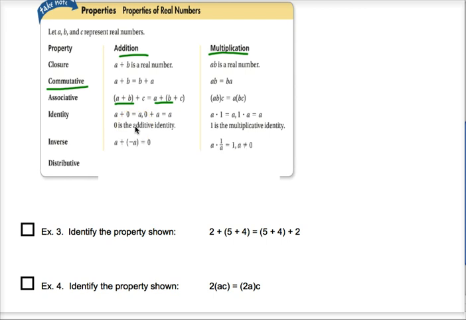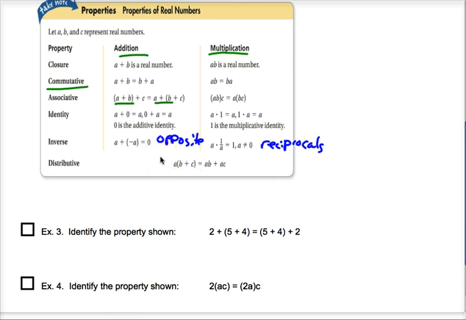Inverse. For addition, inverses are just opposites. I want to write the word opposites next to this somewhere. And for multiplication, they're reciprocals. On the previous page, I asked you to do the opposite, which was turning it into a negative, and the reciprocal, which would flip it over. Those are both inverses. Opposite and reciprocal are both inverses. Just one is for addition, one's for multiplication.